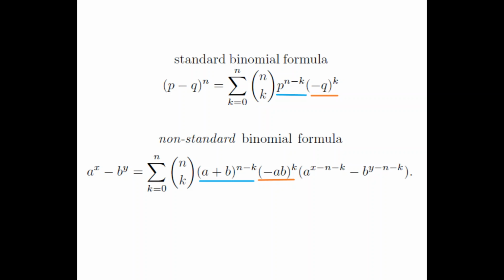But we'll be using a new formula that I discovered, not for a single power to n, but the sum of 2 separate powers. And as you can see in the new formula below, the unknowns, a plus b and minus ab, are the same in form as the unknowns above. But it also has an associated factor, a to the x minus n minus k, minus b to the y minus n minus k.